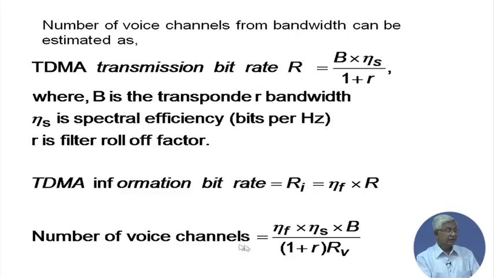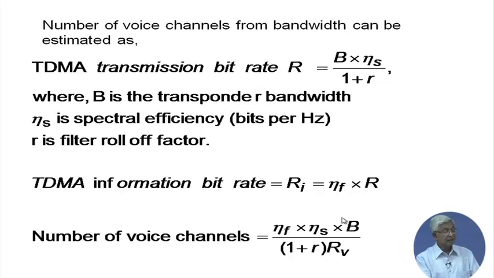And then we can find out the number of voice channels, that is Ri by Rv, which is eta F into R, and R is eta S into B divided by 1 plus r, and Rv is already there in the denominator. So, by knowing the frame efficiency and the spectral efficiency and the bandwidth that is available and the filter roll off and the bit rate of the voice channel, we can find out the number of voice channels that can be supported, assuming all voice channels are transmitting at the same rate.